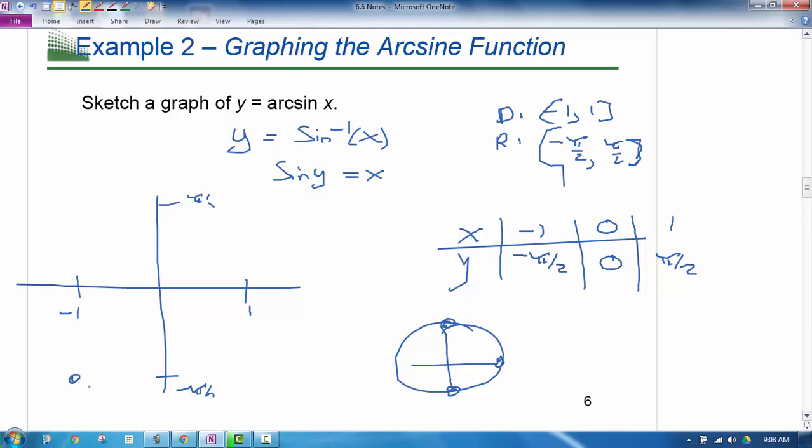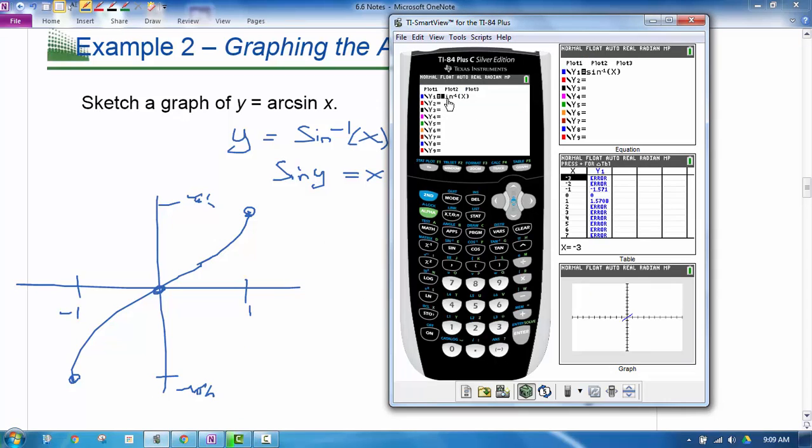And so I can enter that point, and this point, and then this is what the inverse sine looks like. You can also graph this on your calculator, obviously, or in Desmos. I'll just show you the calculator real quick. If you do inverse sine of x and graph it, make sure you're in radian mode. You'll see this. I can zoom in.